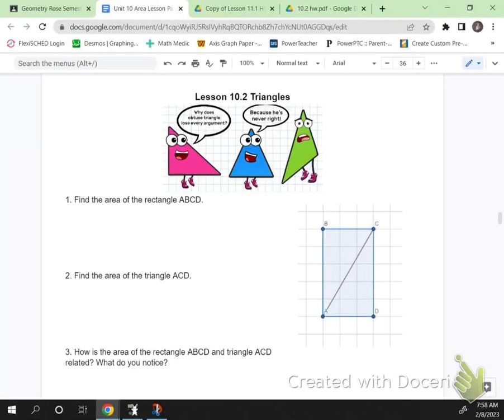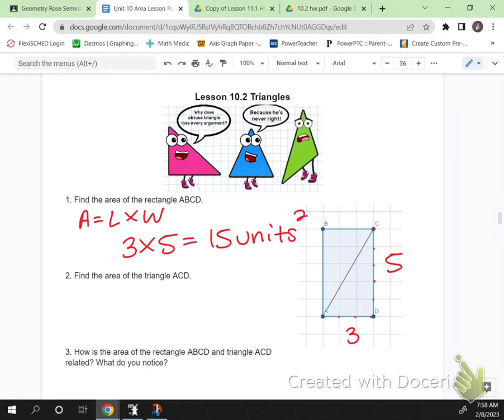How do we find the area of a rectangle from yesterday? Yeah, area of a rectangle is length times width. So I'm going to count 1, 2, 3 by 1, 2, 3, 4, 5. Oh my goodness, 3 times 5. Our area is 15 units squared. We talked about labeling area with units squared yesterday.